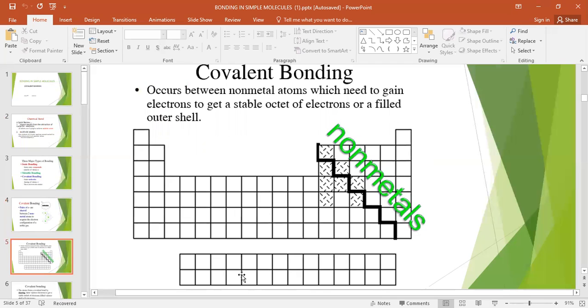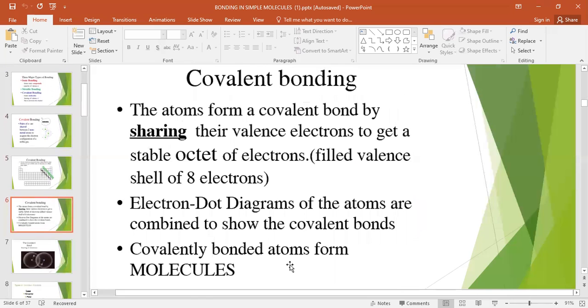Now, as I told you, here is the electronic configuration of noble gases in the last shell. All the noble gases. And this is the zigzag line. Before this zigzag line, all are metals, and after this zigzag line are non-metals. So covalent bonding forms between non-metals only, because these all are metals. Clear now? Okay.